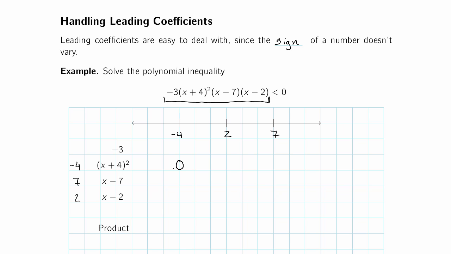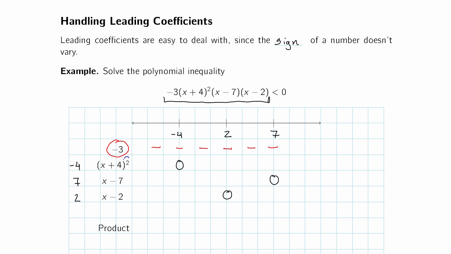This factor is 0 at -4. This factor is 0 at 7. And this factor is 0 at 2. Okay, so the new thing, this -3 factor, well, -3 is a negative number no matter what x is. So this is just going to be always negative.